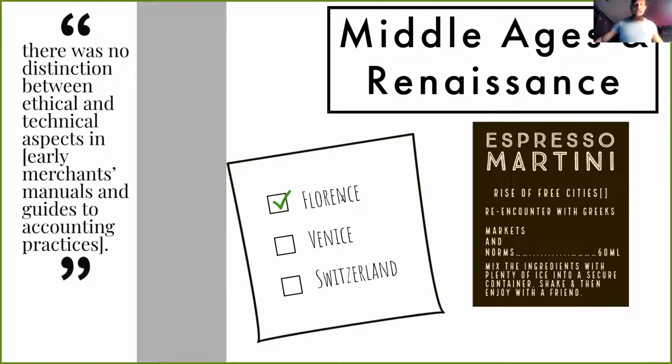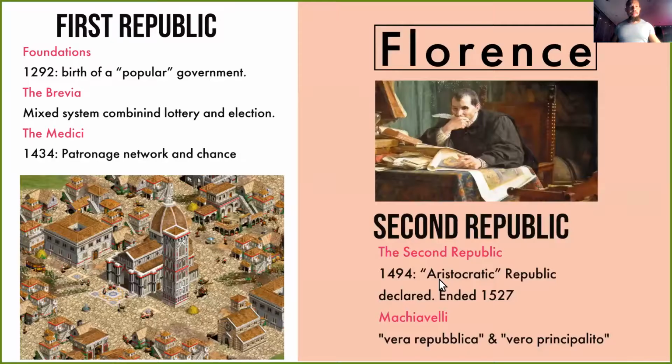Recent research into the founding texts of double-entry bookkeeping appears to confirm this co-determination of both act and norm-based rationalities, which suggests that in fact there was no distinction between ethical and technical aspects of such early merchants' manual guides to accounting practices. So we move on now to the cities and states of the medieval and Renaissance era, looking first at Florence and then moving on to Venice and Switzerland.